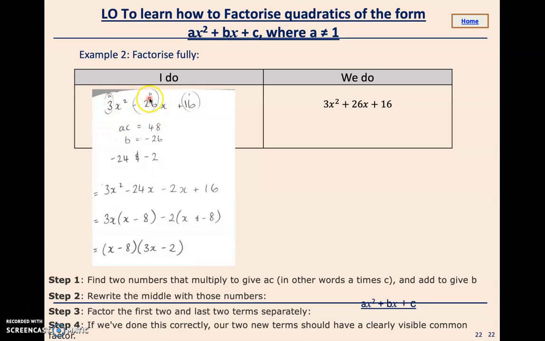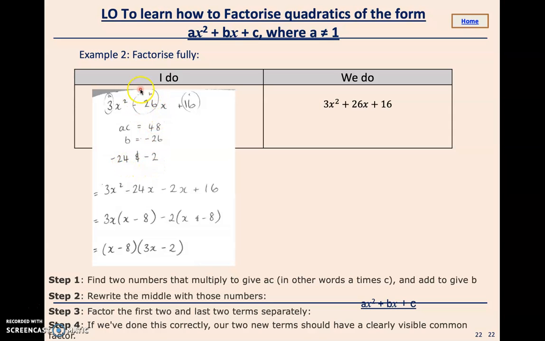So again, we know what our A, B and C are. So A times by C is 48, 3 times by 16. B is equal to minus 26. So what two numbers will times together to give us 48 and add together to give us minus 26? Now it's minus 24 and minus 2.